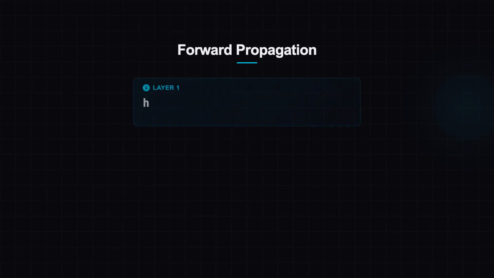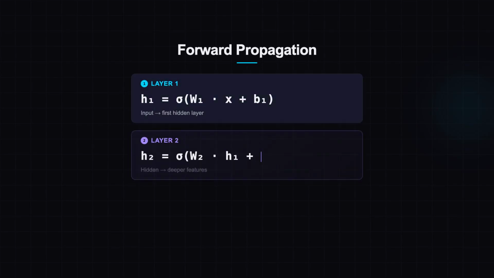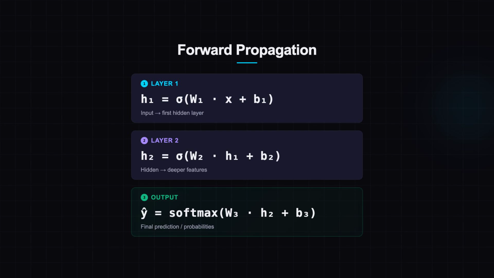The forward pass in math. For each layer, multiply the input vector by the weight matrix, add the bias vector, and apply the activation function. Layer 1 takes the raw input and produces hidden features. Layer 2 transforms those features further. The output layer produces the final prediction, either a number for regression or probabilities for classification.